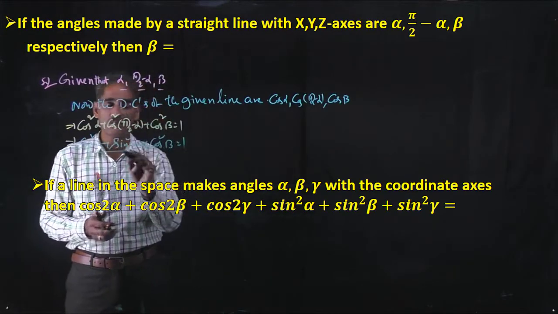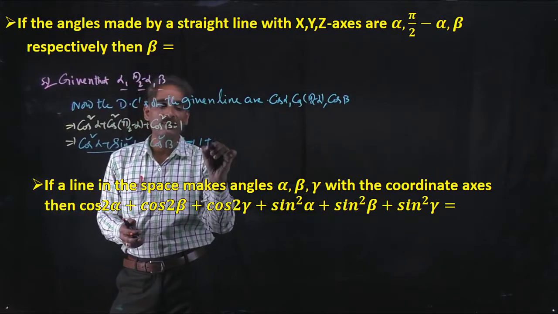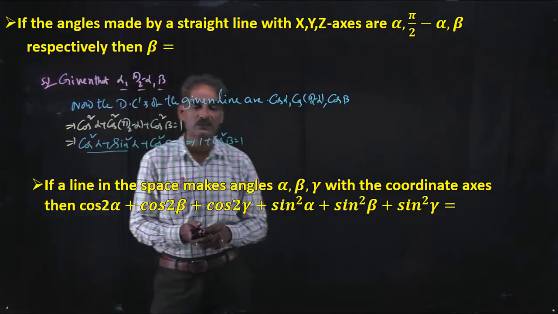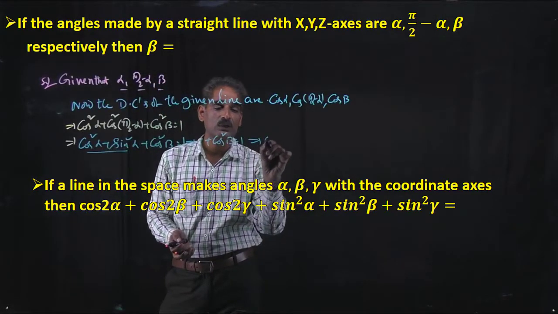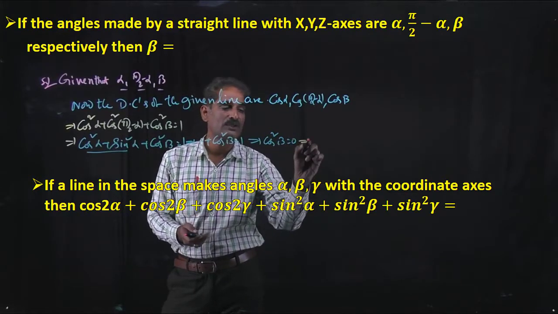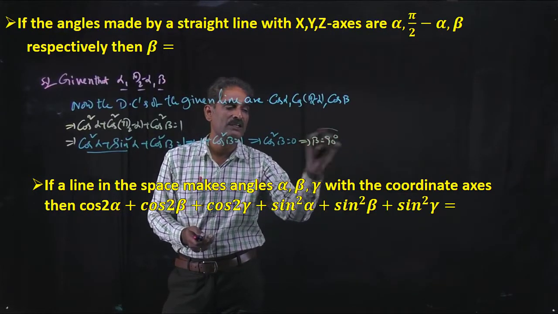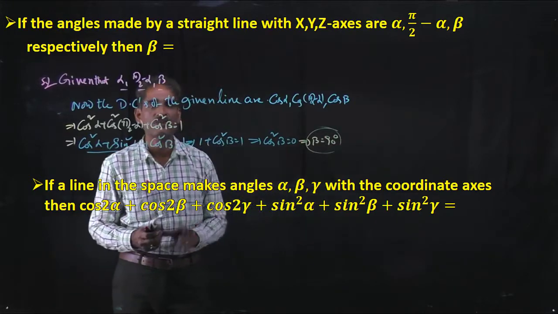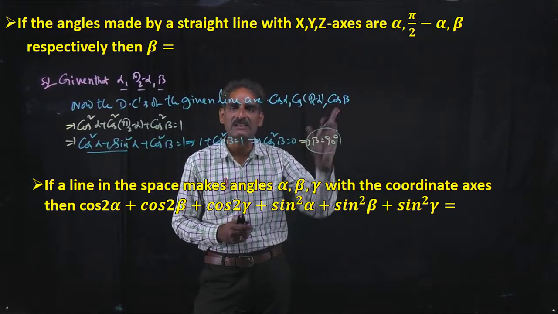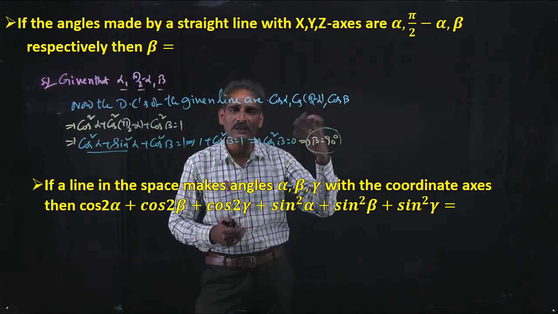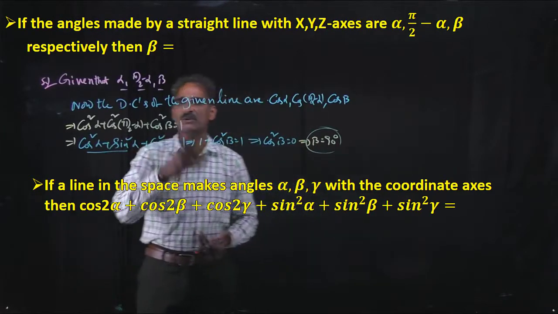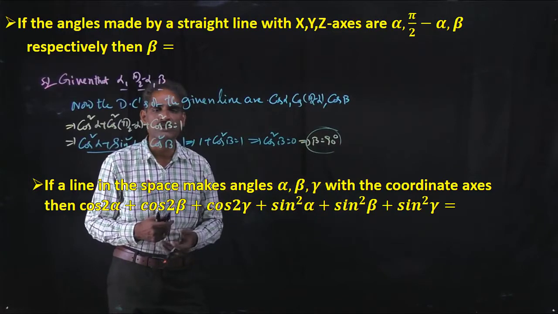So this implies 1 plus cos square beta is equal to 1. This implies cos square beta is equal to 0. So from this, beta is equal to 90 degrees. This is how to find the beta value in this problem. Three angles are given, the angles made by the line with the coordinate axes. Cosines of the angles give the DCs, and the sum of the squares of the DCs equals 1. Therefore beta equals 90 degrees.